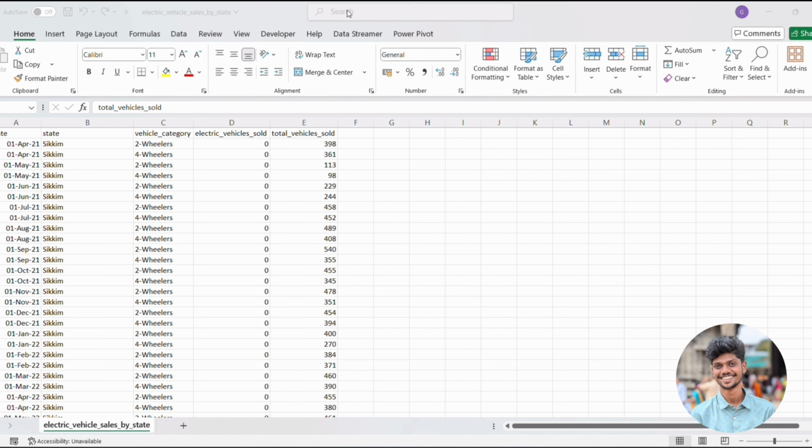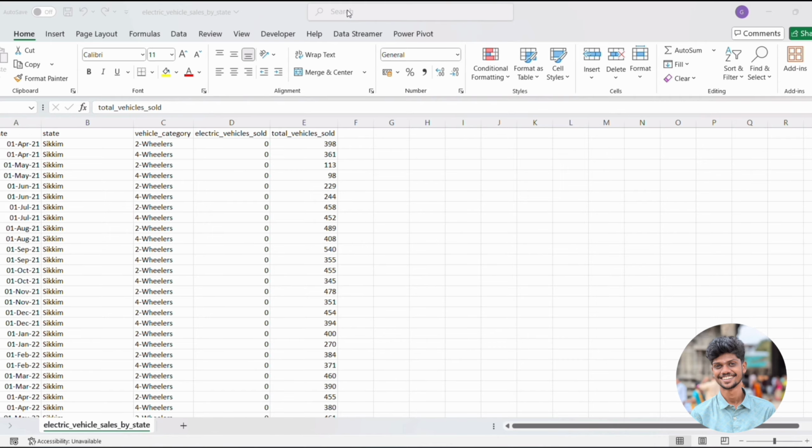This table is super important because it helps us calculate things like EV adoption rate, trend over time, and which states are leading in EV sales. We can also compare EV versus non-EV sales and see how popular electric vehicles are becoming. So that's a quick breakdown of our first table.